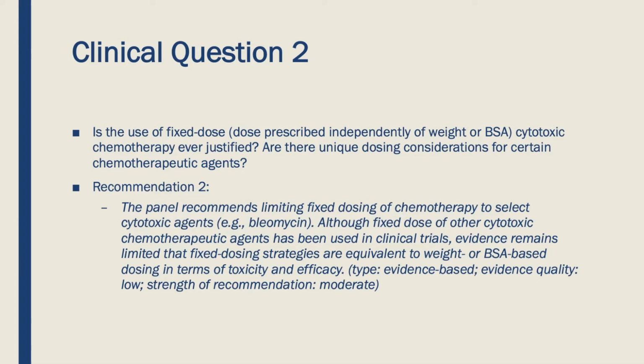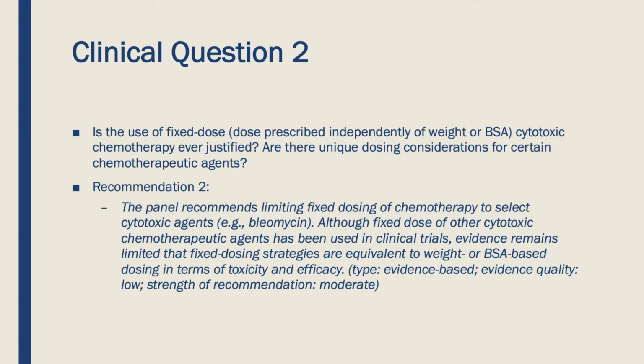Clinical question 2 of the guidelines states, is the use of fixed dosing, dose prescribed independently of weight or BSA, of cytotoxic chemotherapy ever justified? Are there unique dosing considerations for certain chemotherapeutic agents? Now, the recommendation for clinical question 2: the panel recommends limiting fixed dosing of chemotherapy to select cytotoxic agents. For example, they list bleomycin.